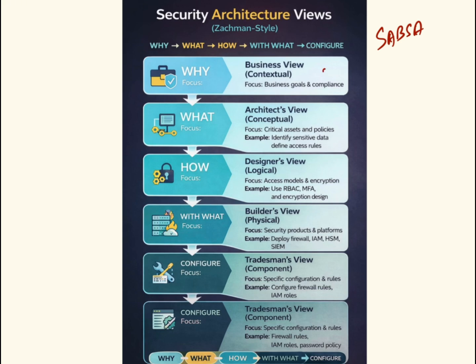So, for instance, business view is a contextual architecture, the contextual layer. So what does it answer? Why do we need security? We ask this question: why do we need security? What business problem are we solving?